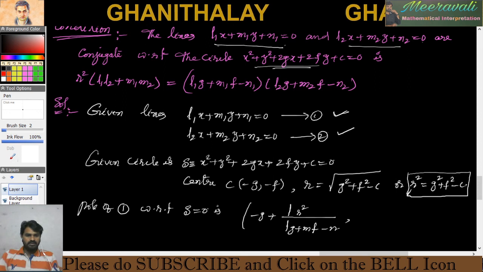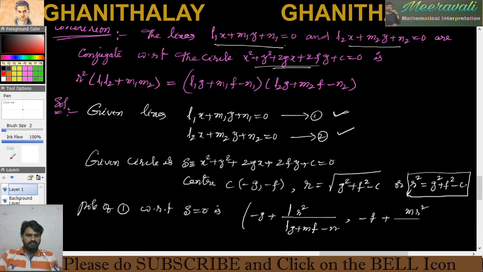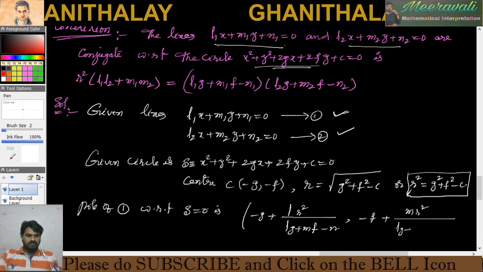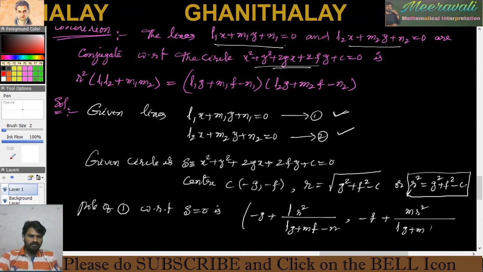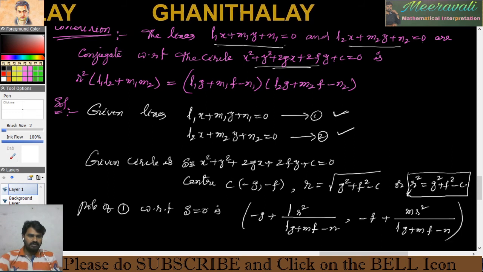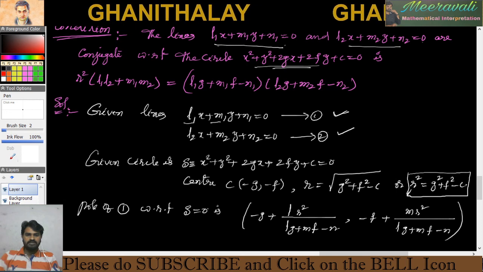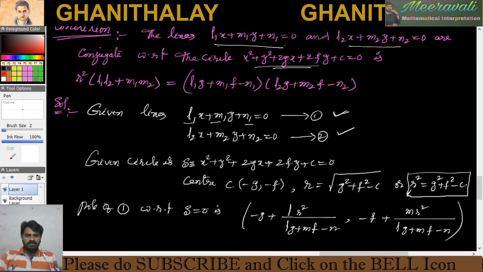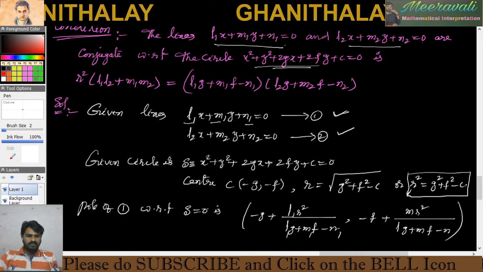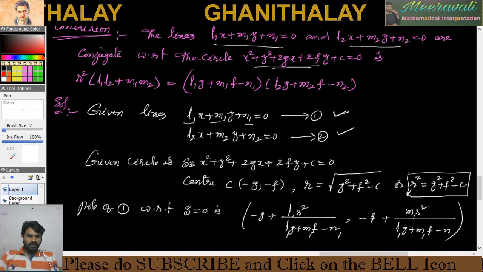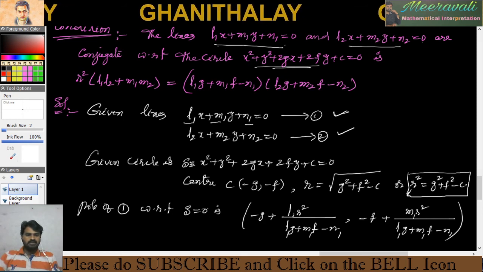next, minus f plus M r square by Lg plus Mf minus N. This is the formula. But in equation 1, the x coefficient and y coefficient are L1, M1, N1. So in the place of L, M, N we have to write L1, M1, N1 here also. This is the pole of line 1 with respect to the circle S is equal to 0.